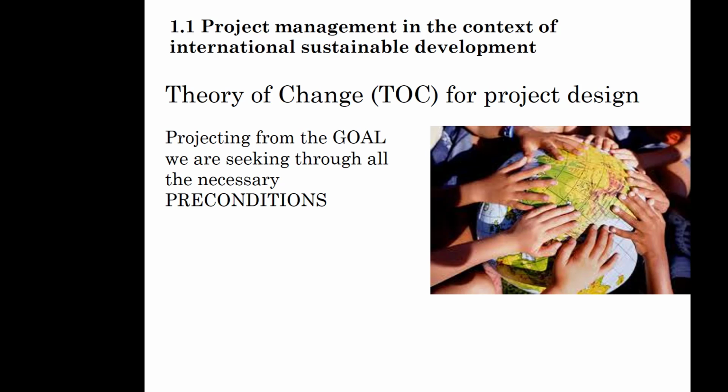Theory of change for project design is, as we will see in the course of our lecture, a top-down approach. It allows us to go from the goal that we are seeking to achieve through all the necessary preconditions for achieving this goal. It contains basically all the elements of former project management methods, which we have spoken about before, but the main difference is that theory of change concentrates on explaining the change and not only on the linear structure between activities, outputs, outcomes, impacts, goals, etc.